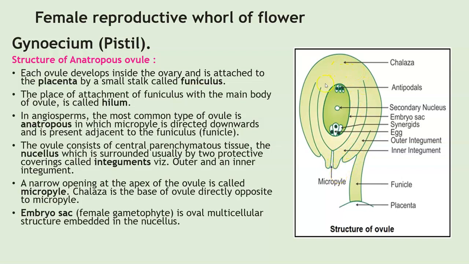And then we have the embryo sac, that is the female gametophyte, which is an oval, multicellular structure embedded in the nucellus. Have a look here, this is your nucellus and inside the nucellus you have your embryo sac that is embedded, and this is the female gametophyte. So this is how our female gametophyte looks.